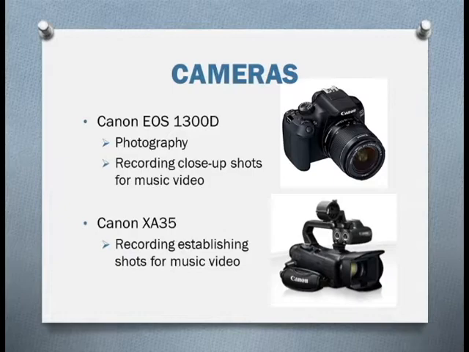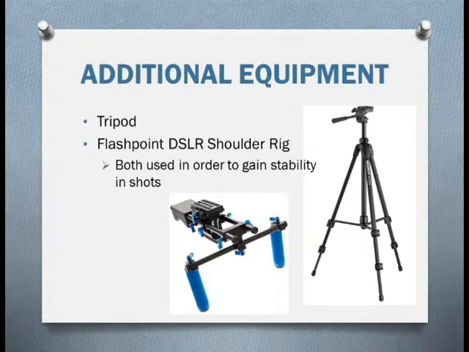Additionally, for my establishing shots for the dancing and reacting scenes shown in my music video, I recorded on a Canon XA35, as it provided good quality for my stable long shots. I had no previous experience using this camera, but I quickly picked up the basics before and during the process of my filming. Tripods and a Flashpoint DSLR shoulder rig were also used in order for me to get steady shots that were not shaky, as I did not want that style of cinematography for my video.